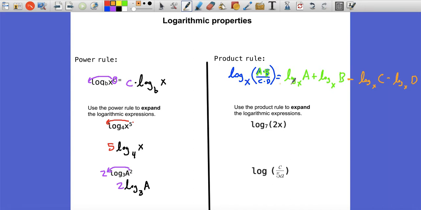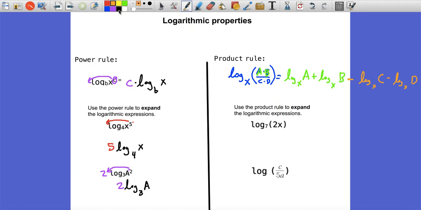So whatever this x was, that's the log base of all of these terms. And then if it comes from the numerator, it's positive and you add it. If it comes from the denominator, you subtract it. That's that simple. So let's use the product rule to expand this.